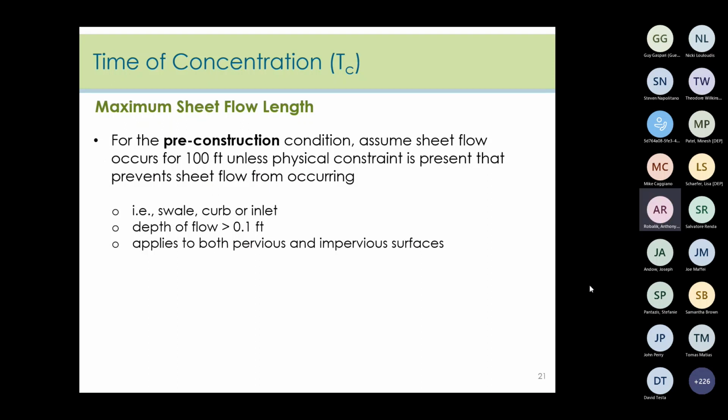So Chapter 5 also changes the maximum sheet flow length in accordance with NEH Chapter 15. For the pre-construction condition, assume that sheet flow occurs for up to a maximum of 100 feet, unless there is something physically in contact with the flow of stormwater runoff, such as a swale, curb, or inlet, to prevent sheet flow from occurring. And that could be by even increasing the depth of flow in excess of 1/10 of a foot, regardless of whether the surface is impervious or pervious. If the site conditions only create, say, 75 feet of sheet flow, use 75, but the max value is 100.